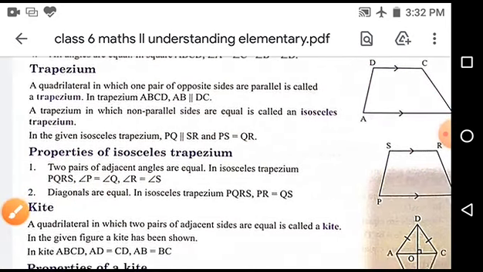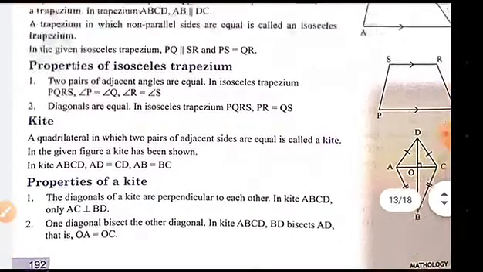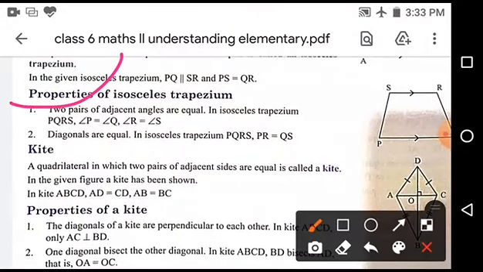In the given trapezium, if one pair is parallel and the other pair is not parallel but they are equal, in this case we can say that such a trapezium is known as an isosceles trapezium. It means one pair of sides is equal, and in this case angle P is equal to angle Q and angle R is equal to angle S. That means their adjacent angles are equal.